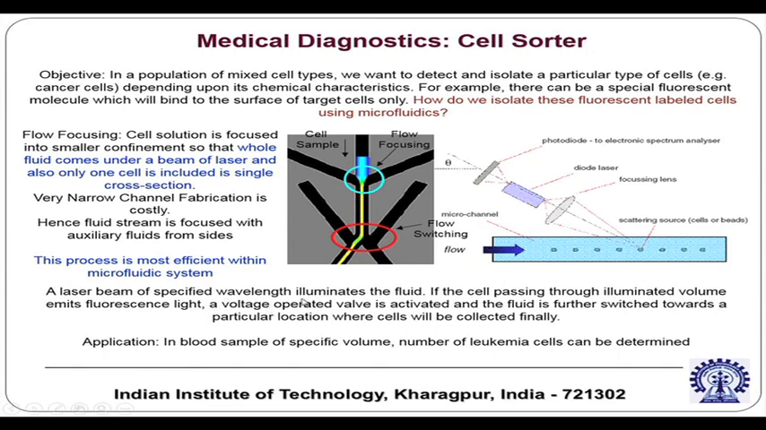Then a laser beam of specified wavelength illuminates the fluid. If the cell passing through the illuminated volume emits fluorescent light, a voltage operated valve is activated and the fluid is switched towards a particular location where the cells will finally be collected. So you can sort specific targeted cells from a cellular solution using this. For example, in a blood sample of a specific volume, the number of leukemia cells can be determined in this process. So cellular biomicrofluidics can also be used for medical diagnostic applications.